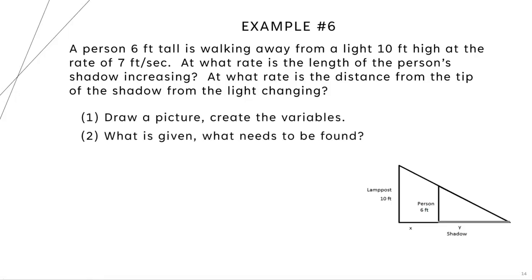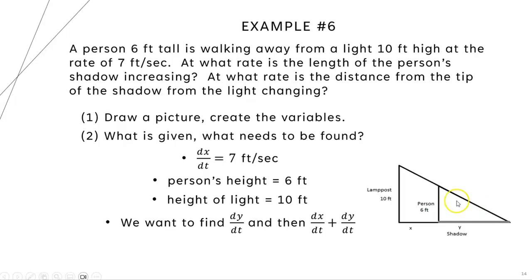So we drew a picture and created variables. So x and y, x is the rate of change of the person, y is the shadow. So we have dx/dt is equal to 7 feet per second. The person's height is 6 feet, height of the light is 10 feet. And what we want to find is what dy/dt is, and then dx/dt plus dy/dt. That's the distance from the tip of the shadow from the light. So that's the total distance here.